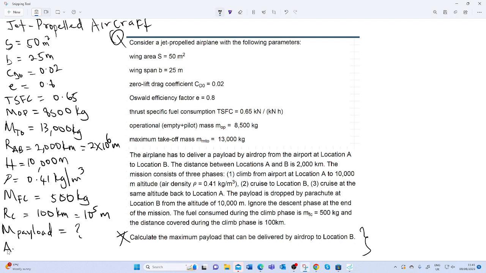The aspect ratio of the aircraft equals b squared over S, which equals 25 squared over 50, which gives us 12.5 aspect ratio.